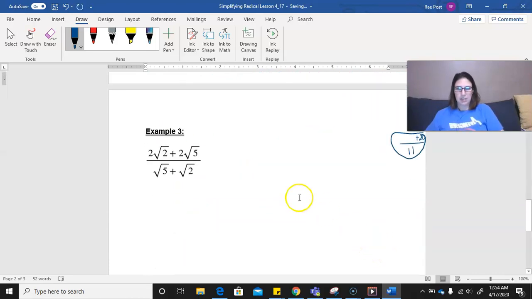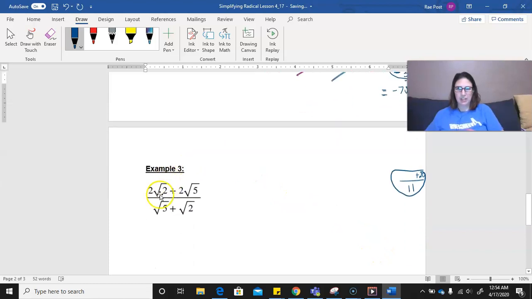Example 3. You have the square root of 2 times the square root of 2 plus 2 times the square root of 5, divided by the square root of 5 plus the square root of 2. So you need to go ahead and multiply this out by the conjugate and see if you can work this one out. I'm going to pause the video. You pause it too and try this one on your own before you go further. It's a really good indicator that you know how to do it.